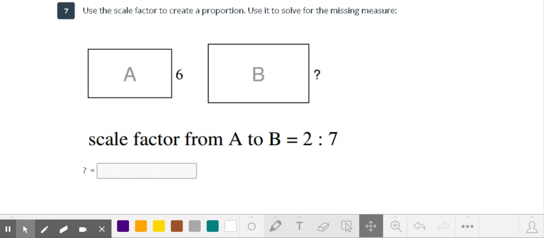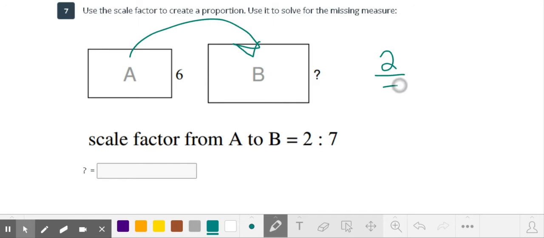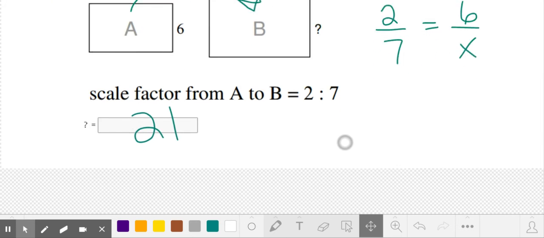Use the scale factor to create a proportion. Use it to solve for the missing measure. So we're going from A to B with this scale factor, 2 to 7. 6 to the missing piece. So when we solve that proportion, we should get 21. Okay, next one.